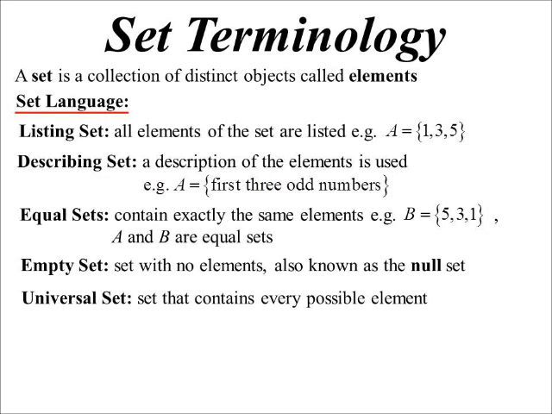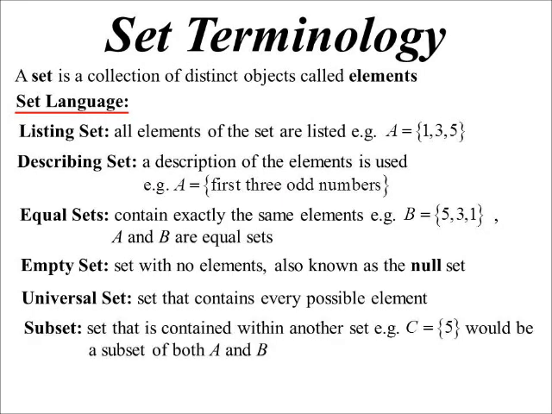As opposed to the universal set, which has every possible element. That, I guess, would be like our sample space in probability. It contains every possible outcome. And then a subset is just a set within another set. So C would be a subset of both A and B. The set C simply contains the number 5, and so it's contained within both A and B.